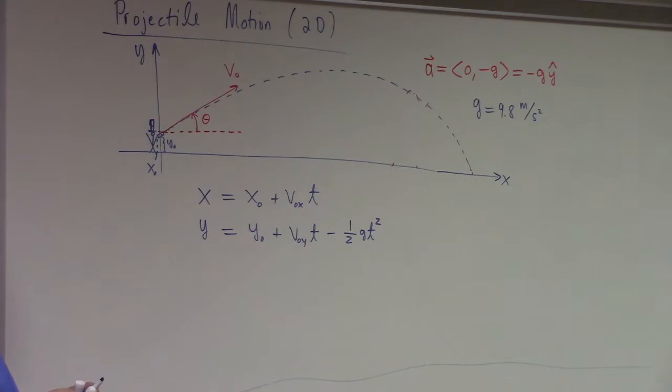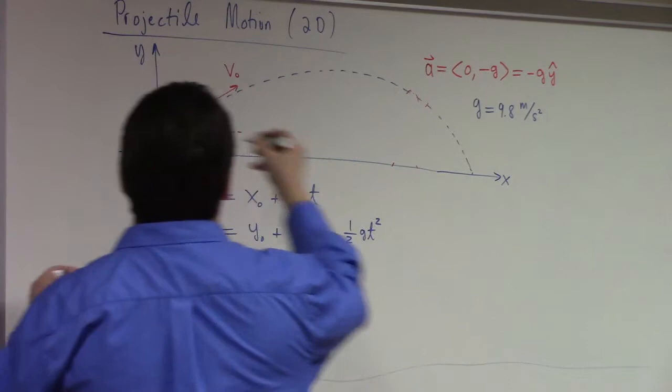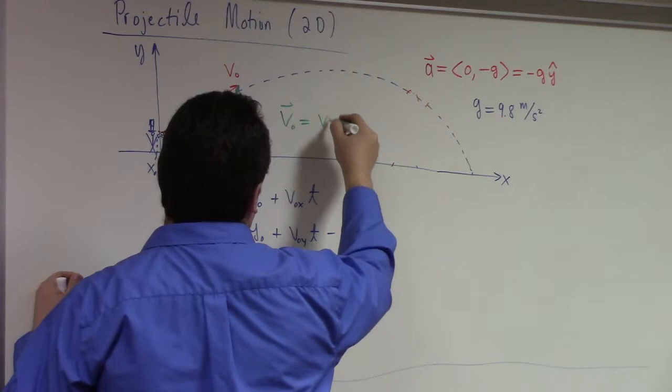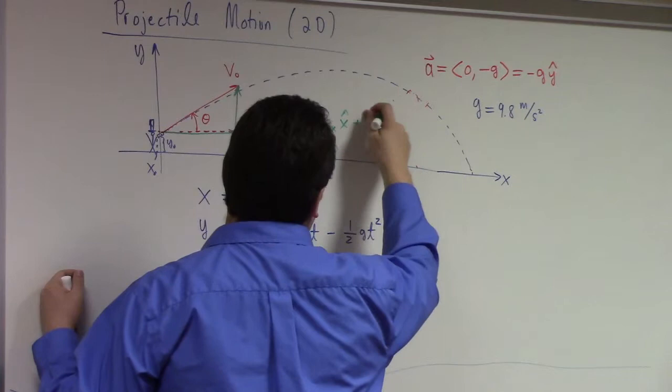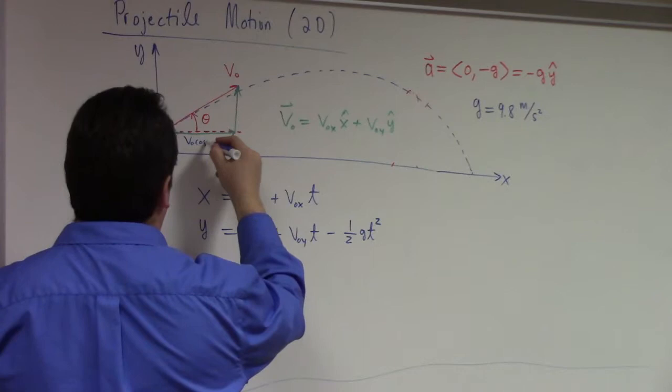What else can we say here? Well, that's where the fun comes in. v naught x and v naught y we can restate in terms of v naught and the angle. If you look up here at v naught, you notice you can decompose that vector into two pieces. You got your x piece, and you got your y piece, like so. The v naught vector is v naught x, x hat, plus v naught y, y hat. So what are these v naught x and v naught y? Well, right triangle trigonometry gives you the x component, cosine theta: v naught cosine theta. The y component, v naught sine theta.